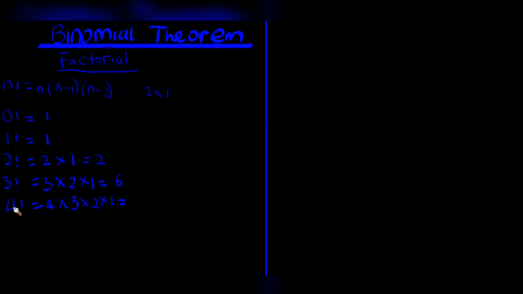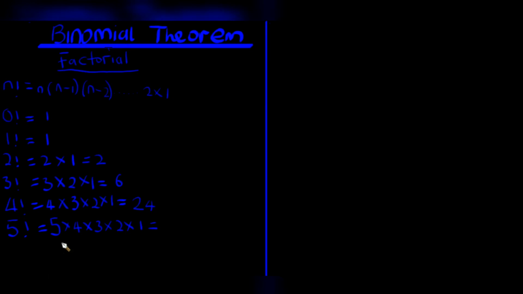Now let's move on. 5 factorial would give us 5 times 4 times 3 times 2 times 1. Now you can put the values. For the 4 factorial, 4 times 3 gives us 12, and 12 times 2 gives us 24, and 24 times 1 will still be the very same 24.